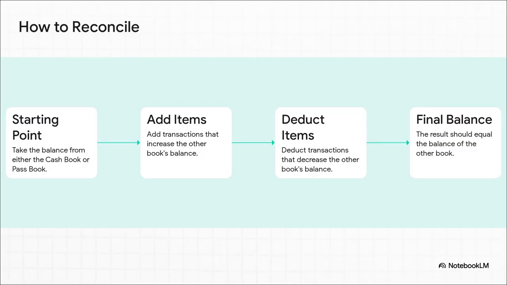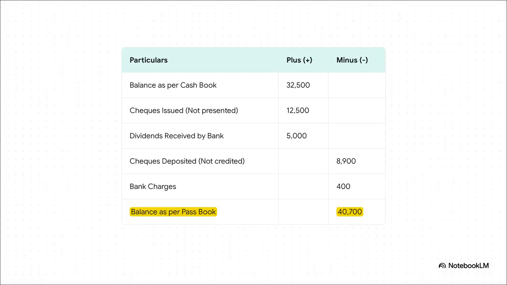The process itself is just simple logic. You pick a starting point, either your cash book balance or the passbook balance. Then you adjust that starting number for all those timing differences and other little things until your final calculation perfectly matches the balance of the other book. Let's walk through an example.